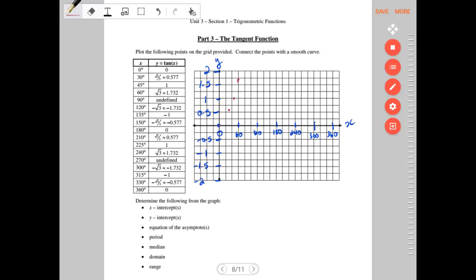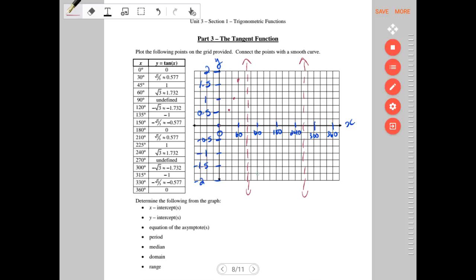So to show undefined on a graph, we would draw a vertical asymptote. Right about here at 90 degrees. Okay, there would be another vertical asymptote over here at 270 degrees, so I'm going to draw that one in as well. Okay, good. And so now after the asymptote, we're going to go to 120, so that's at negative 1.7.